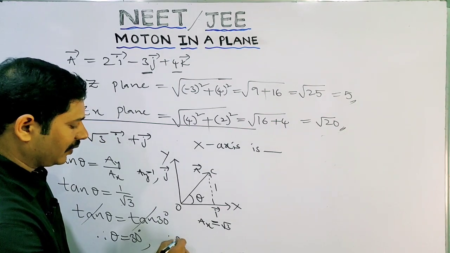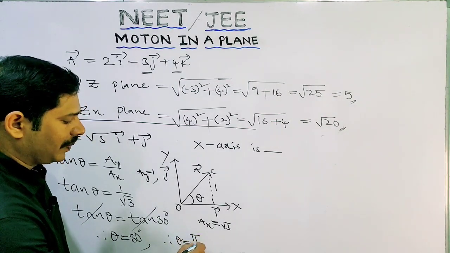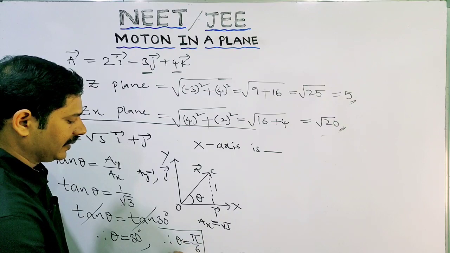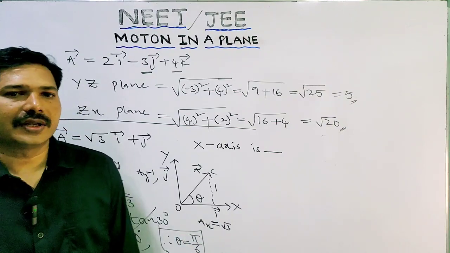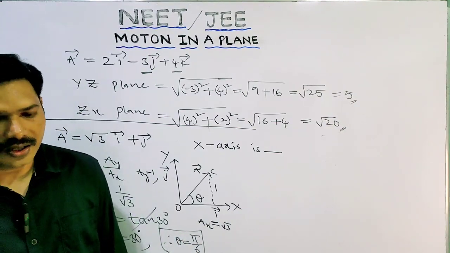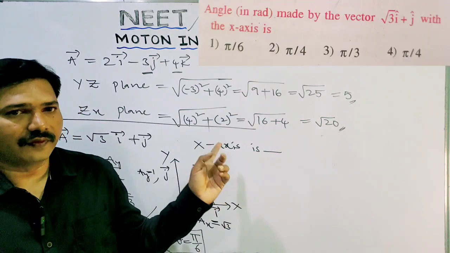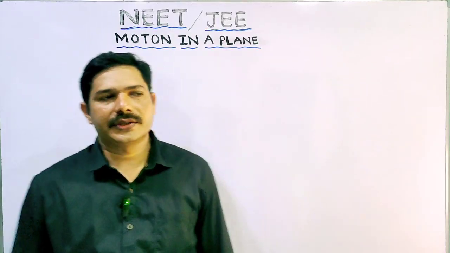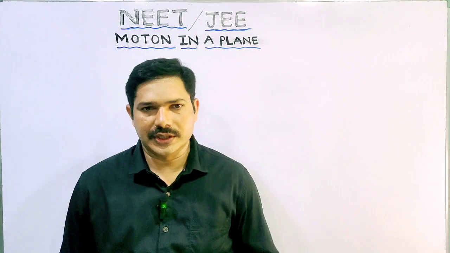Therefore, theta equal to 30 degrees means pi by 6. So like this we have to calculate the answers. Which option is correct? The first option is correct. Next, another type, theory type, the last questions like this.